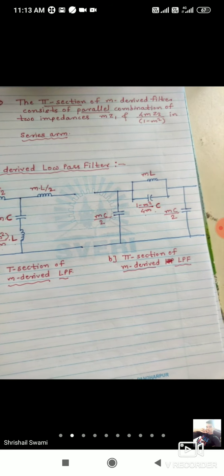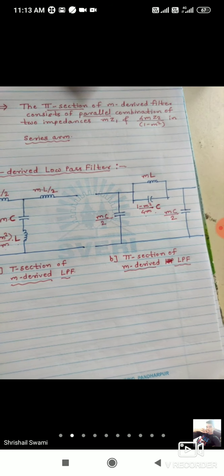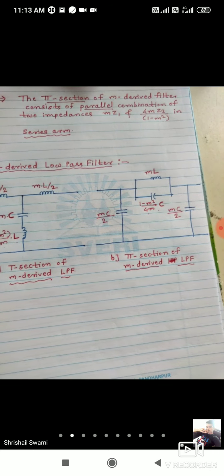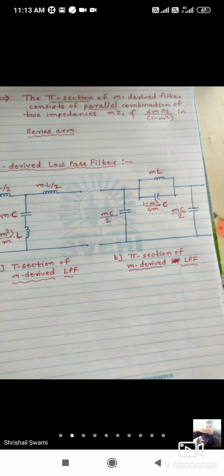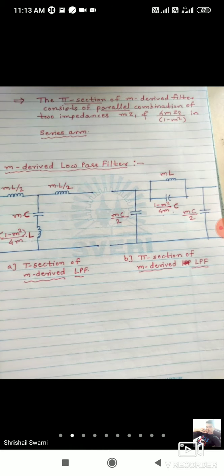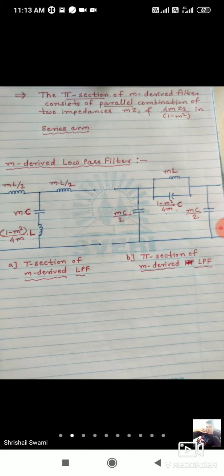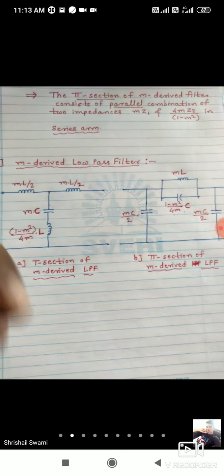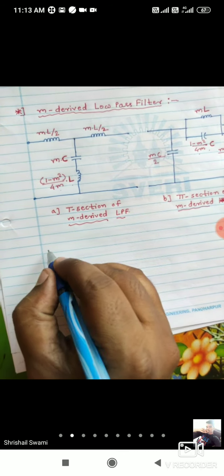So this circuit has its own frequency, that is called the resonant frequency, and that is denoted here as f alpha. Instead of fR, we are writing f alpha. And the cutoff frequency is there because this is the low pass filter, and that cutoff frequency is denoted as fc. Okay, so we will start now.